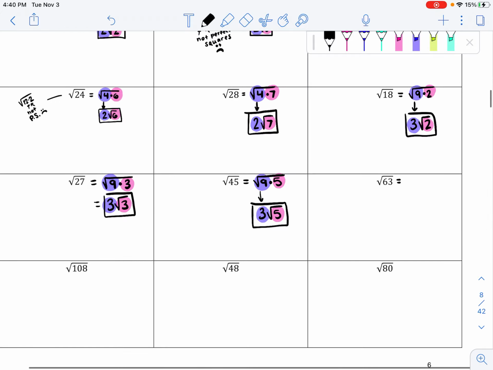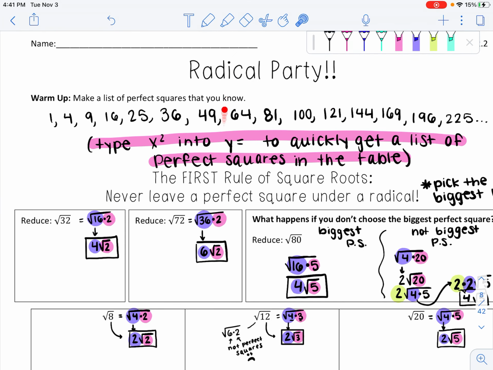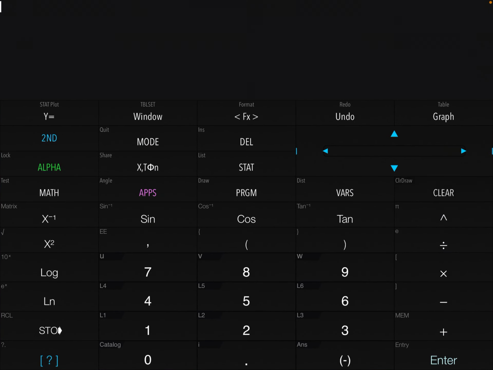63. Well, if we keep doing it the method before, I have 63, which falls right here. So the biggest perfect square smaller than 63 would be 49. Hopefully you know that 63 can't be divided by 49. You get a decimal. The next perfect square smaller than 49 is 36. So 63 divided by 36, I get a decimal. The next one would be 25. So 63 divided by 25.